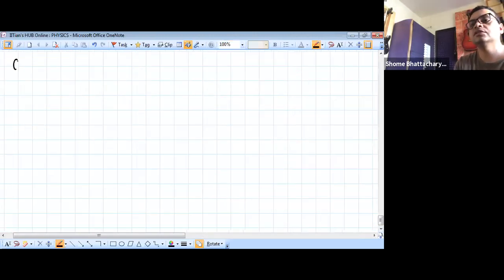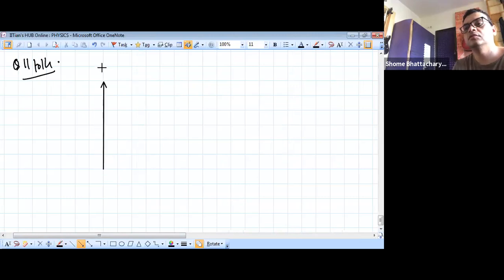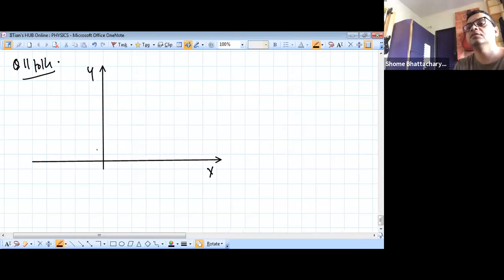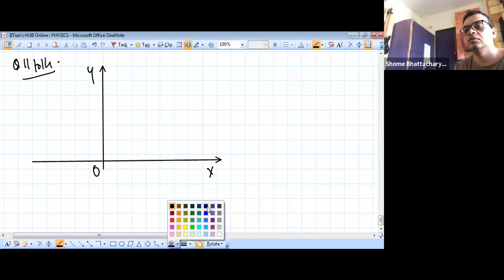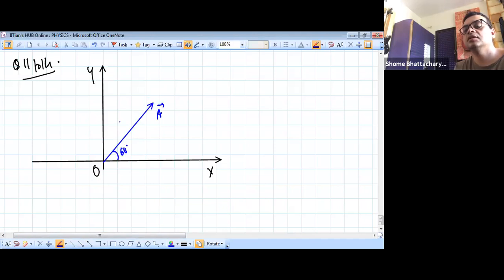Okay. Now we come to questions 11 to 14, for which you are given this diagram. In the xy plane, 3 vectors are drawn for us geometrically. Okay. Vector A is like this. This angle is 60 and this magnitude is 10.